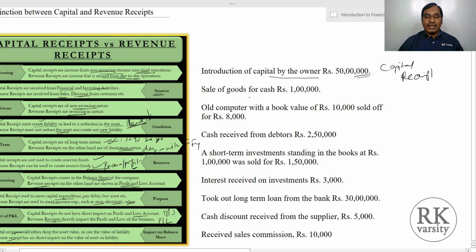Now, sale of goods for cash, rupees 1 lakh. You are making a sale of goods. So sale of goods is your day-to-day activity or your operations. So this is a revenue receipt.